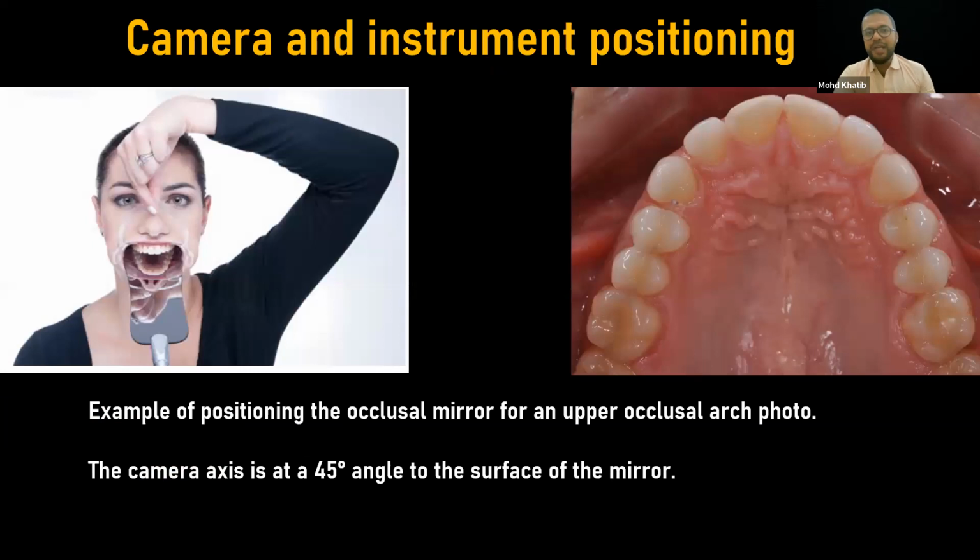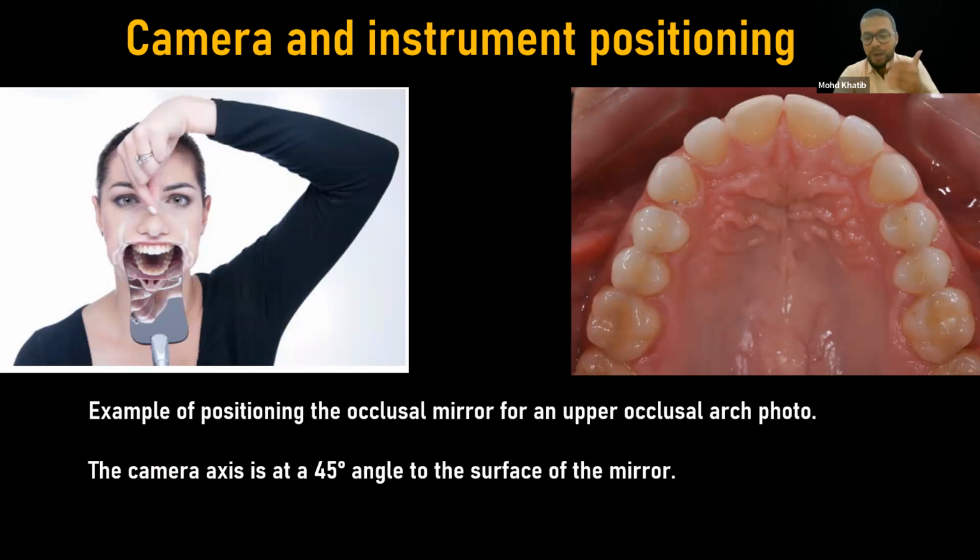Now, when you're taking an intraoral photograph, place the mirror in a way that the molar should not be touching the intraoral mirror. Please remember this. If you're advancing the mirror intraorally, the mirror should not touch the molar posterior region. There should be a gap between the molar and the mirror.